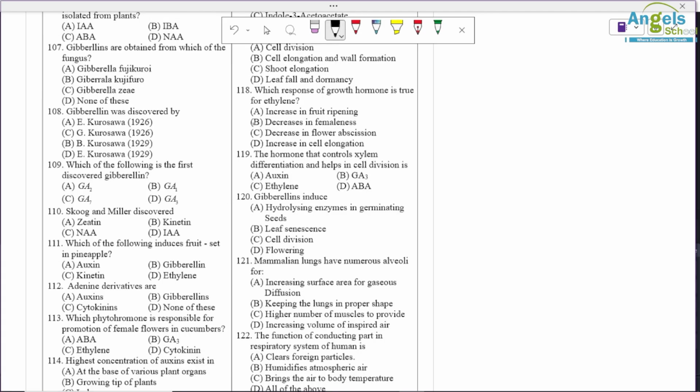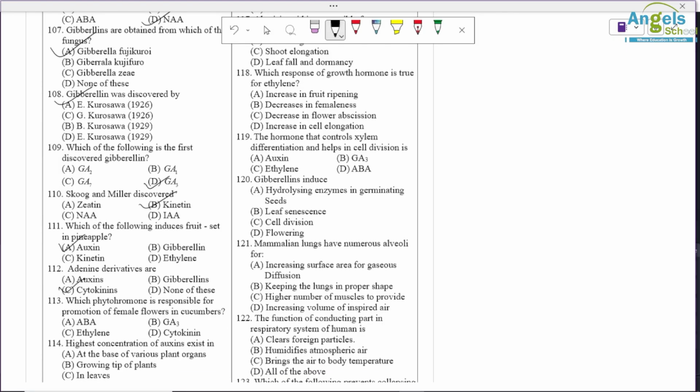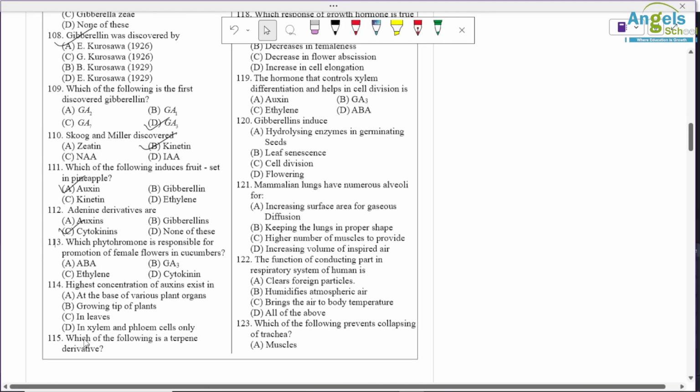Question number 111. Which of the following induces fruit set in pineapple? So for fruit set of pineapple, ethylene is used. So the correct answer is D. Adenine derivatives are. So cytokinin is adenine derivatives only. Question number 113. Which phytohormone is responsible for the promotion of female flowers in cucumber? So it's a function of ethylene only.